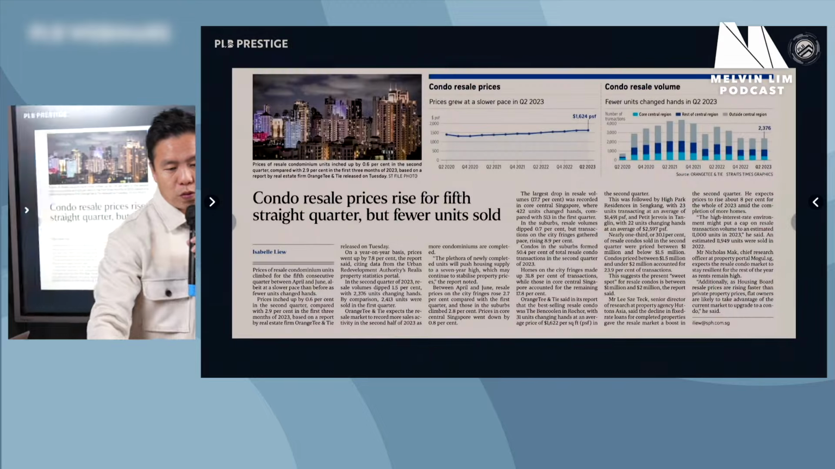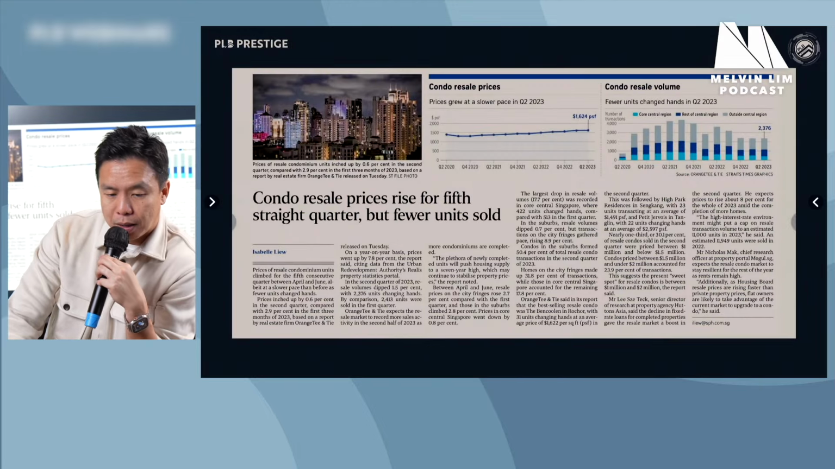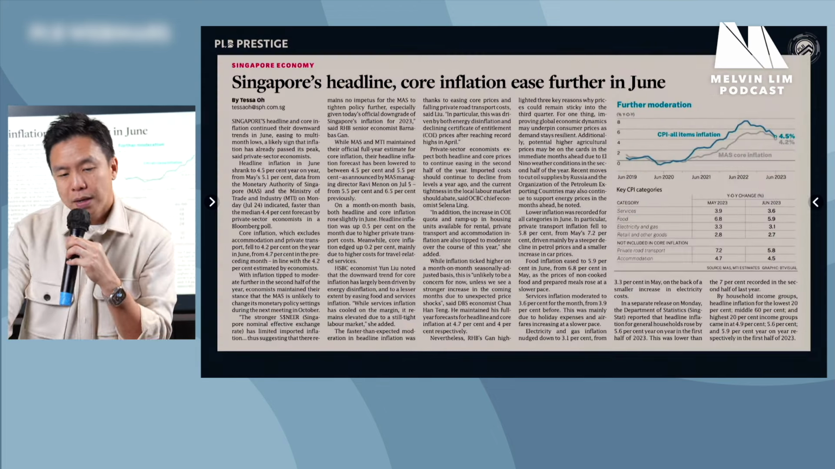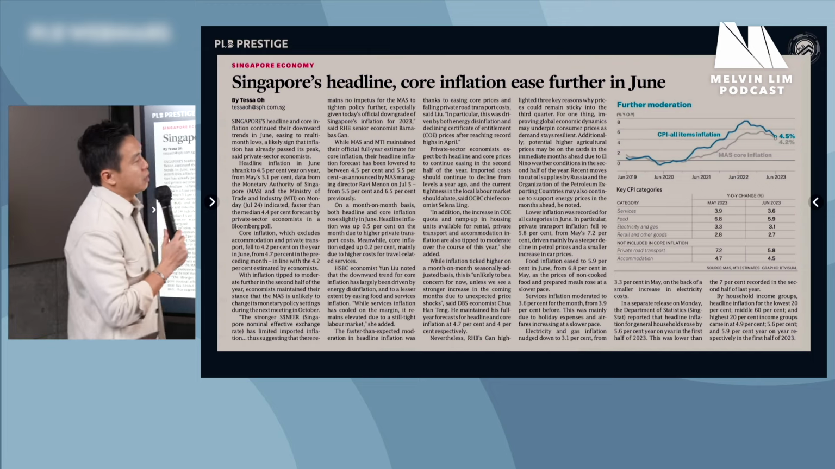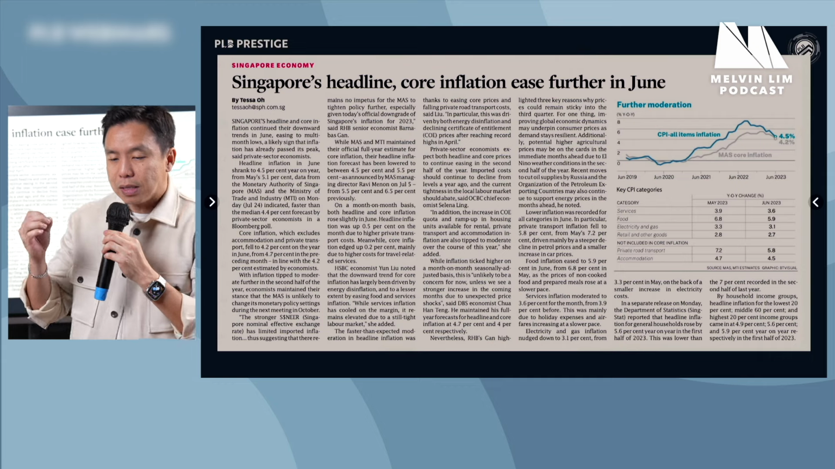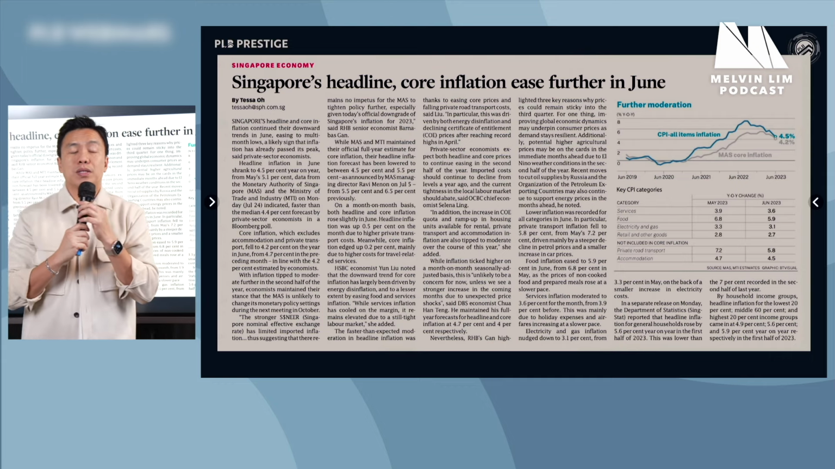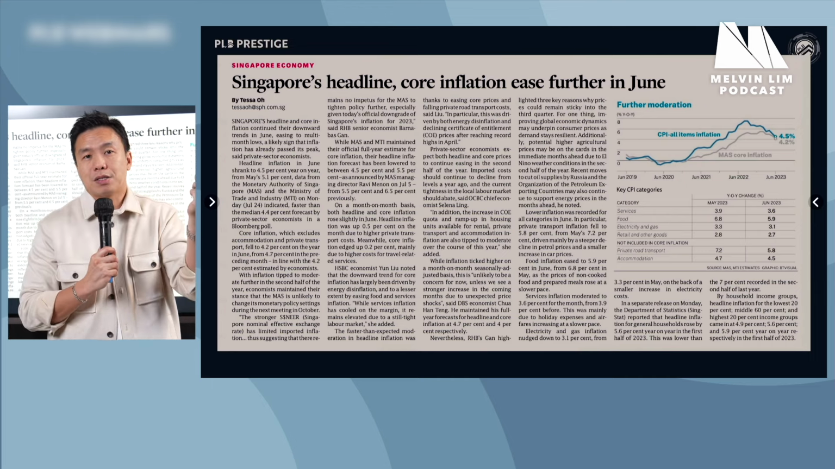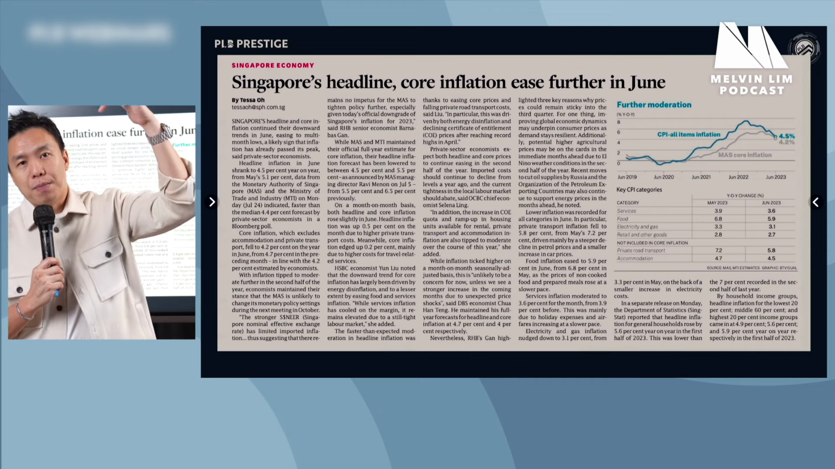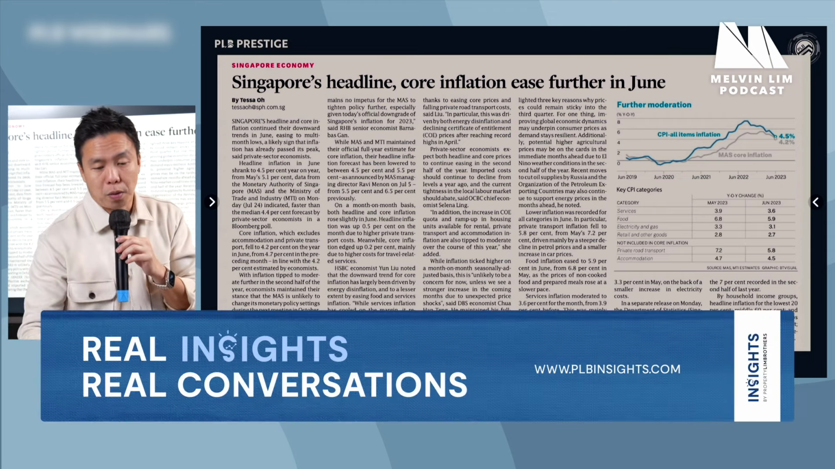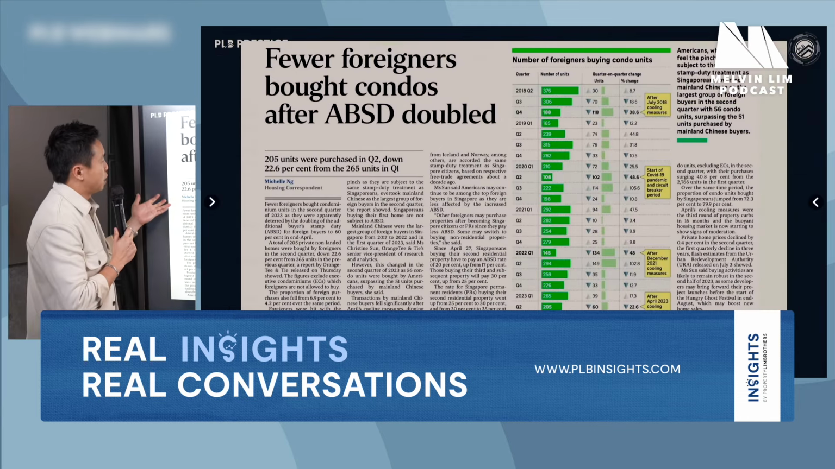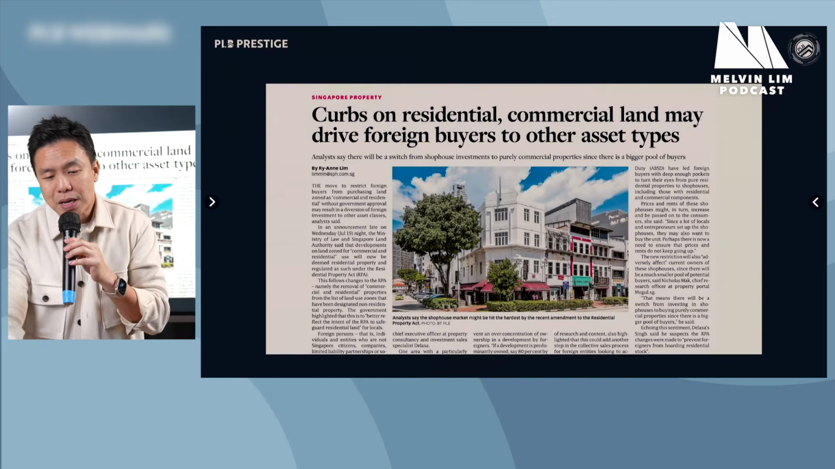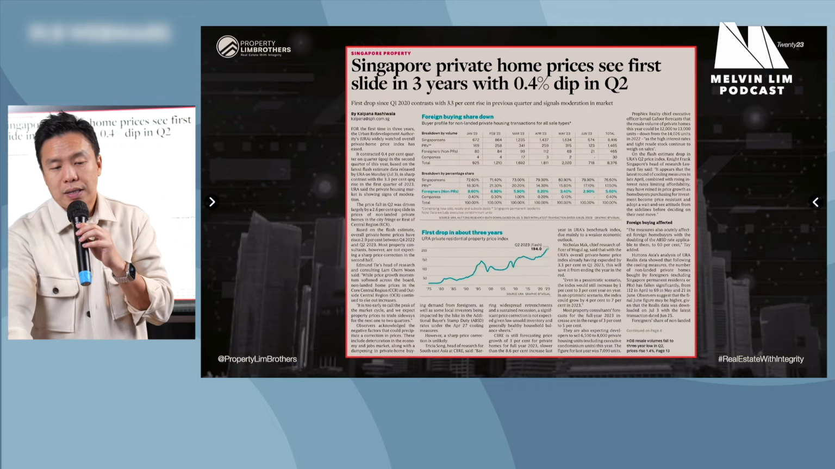Of course, if you continue with the news, you will also see that fewer units were sold for 5 straight quarters in terms of the condo resale movement. Core inflation rate surprisingly has come down, and later we're going to talk about this because it relates to what is going to happen when inflation comes down globally, especially in the US and also in Singapore. If the US Fed starts to reduce and so-called pivot and bring their rates down, what is going to happen globally to our mortgage rates? This was a very interesting article that came out. Fewer foreigners bought condos. Later, we're going to dive into some of our charts. So basically, it's to show you that after ABSD came out, there were a lot of interesting news items that popped up as well.